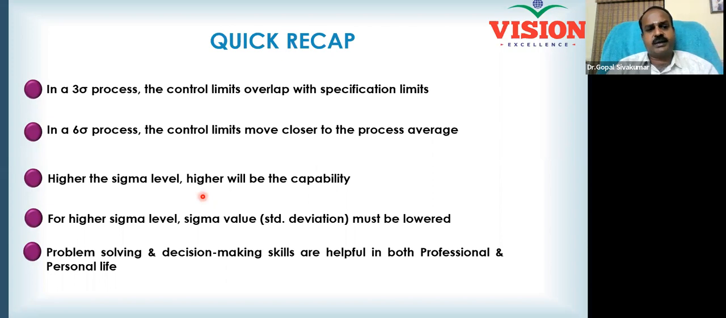Higher the Sigma level, higher will be the capability. If you want a higher Sigma level, standard deviation must be reduced, right? But how to reduce standard deviation? It depends on your process characteristics. So problem solving and decision making are helpful in both personal life as well as professional life.